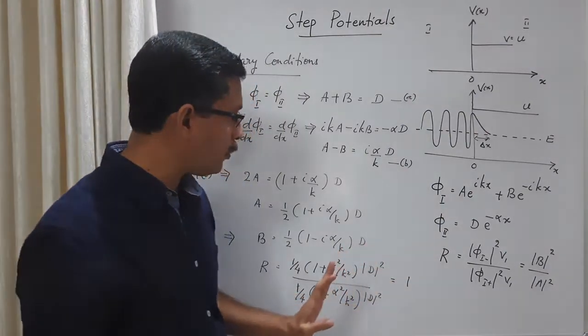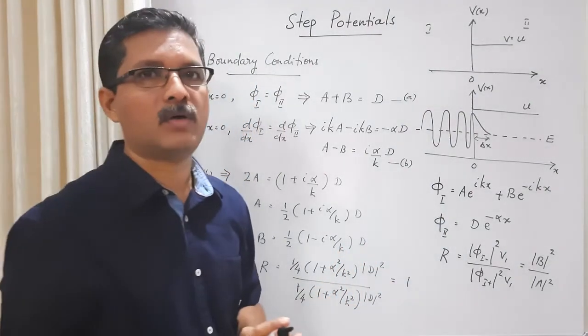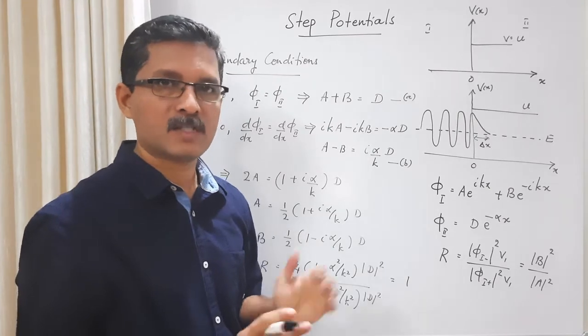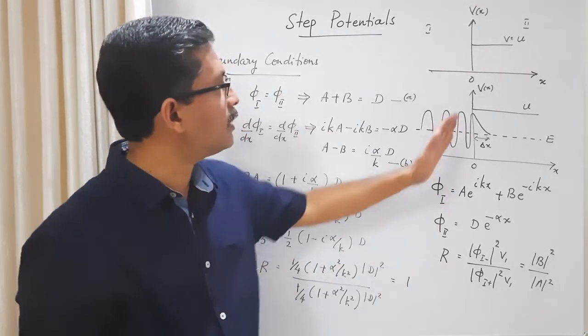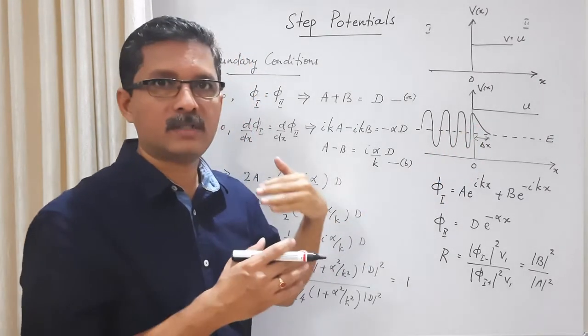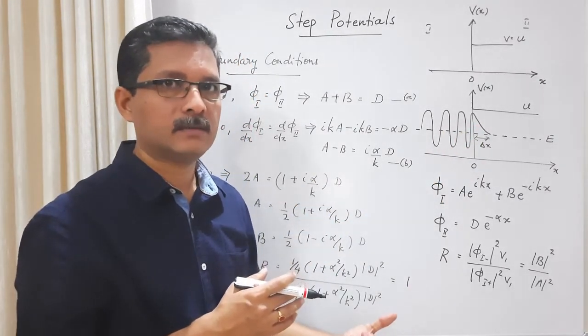So if the reflection probability is 1, we cannot talk about a transmission probability. The transmission probability is 0 in the strict sense. This type of penetration we cannot call a transmission of particles.